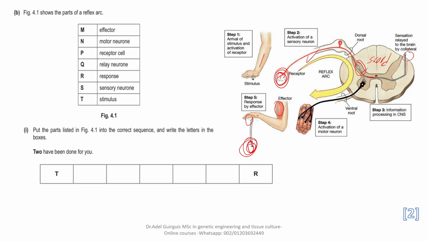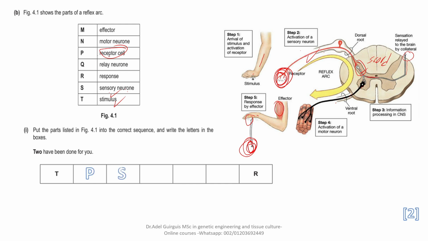Okay, look please at the letters. Two have been done for you. T is the stimulus, so the stimulus passes as a sensation through the sensory neuron. Before the sensory neuron, there is the receptor cell, so the receptor cell comes first, letter P.